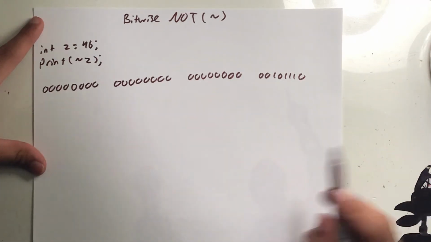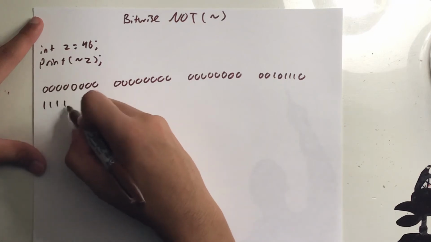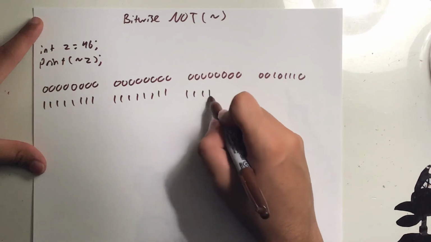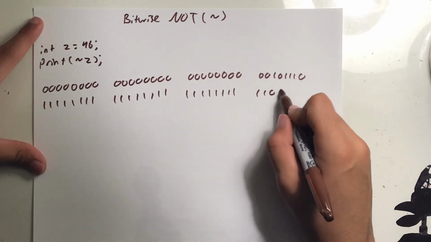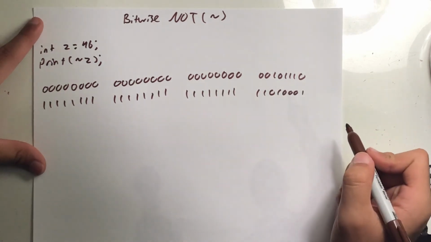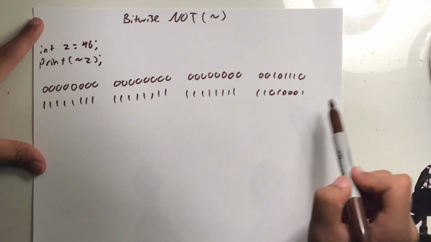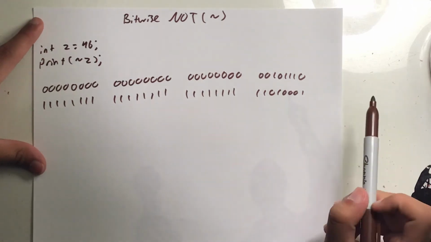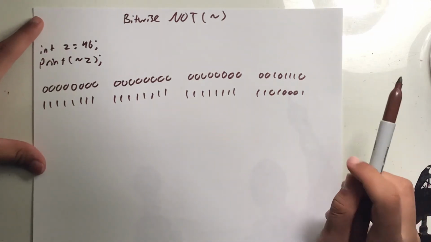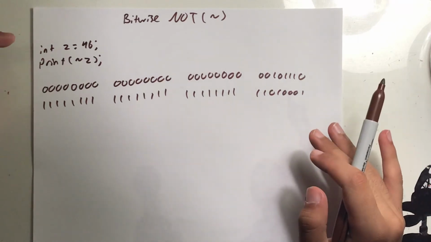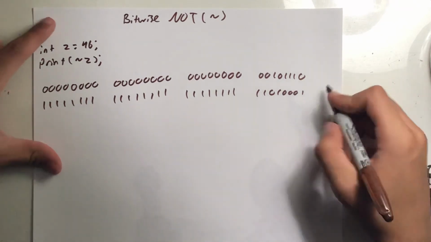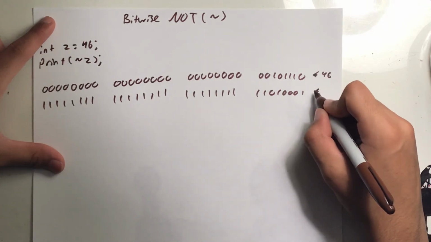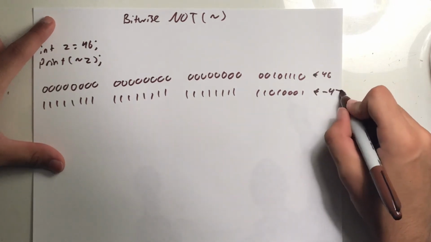We're going to NOT it, so we're going to flip each bit. All ones, and then 1, 1, 0, 1, 0, 0, 0, 1. Normally, again, in two's complement, we would add 1, and that would make our number negative. But because we're not adding 1, we're technically subtracting 1 from two's complement. So our answer is actually, this is 46, this is negative 47.